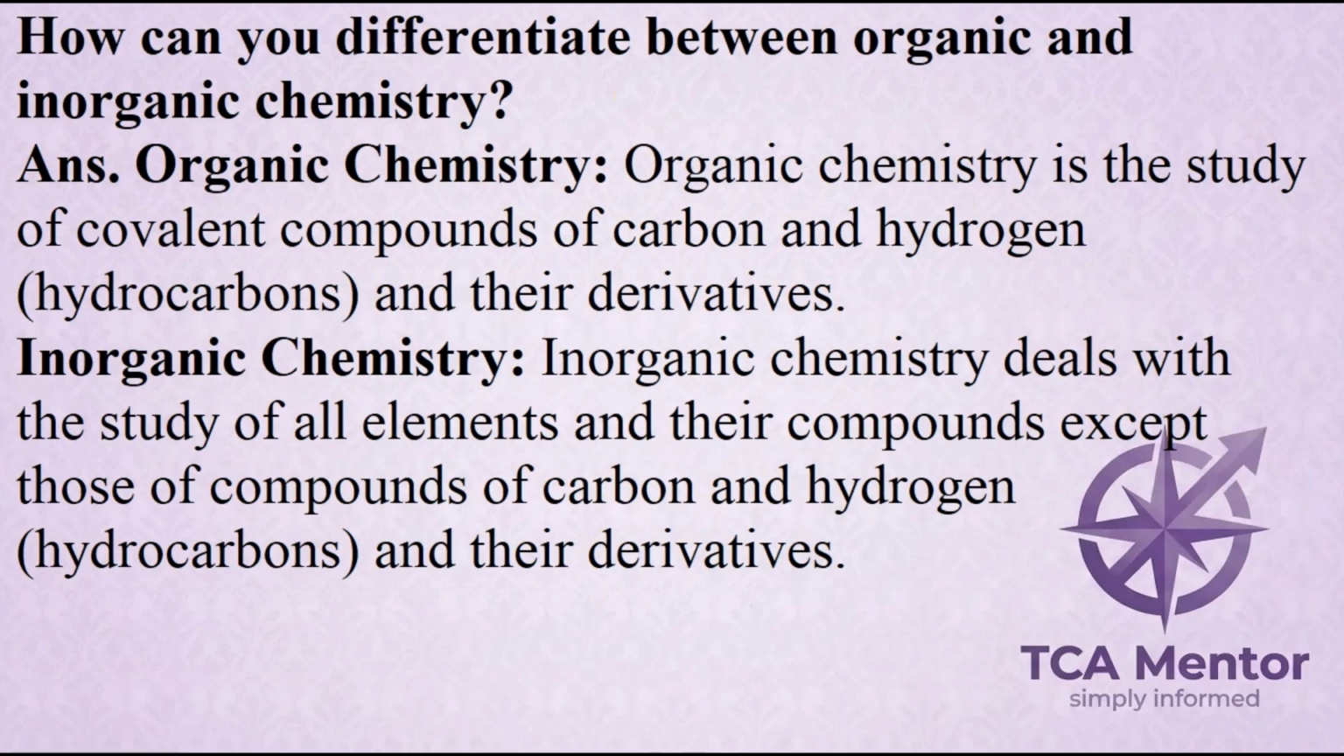How can you differentiate between organic and inorganic chemistry? Answer: Organic chemistry. Organic chemistry is the study of covalent compounds of carbon and hydrogen, hydrocarbons, and their derivatives. Inorganic chemistry. Inorganic chemistry deals with the study of all elements and their compounds except those of carbon and hydrogen, hydrocarbons, and their derivatives.